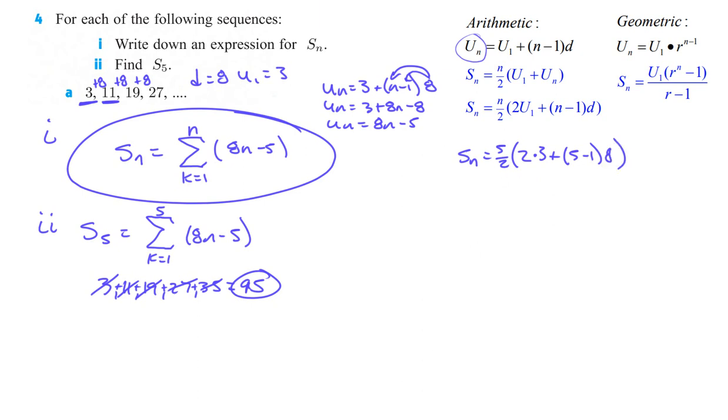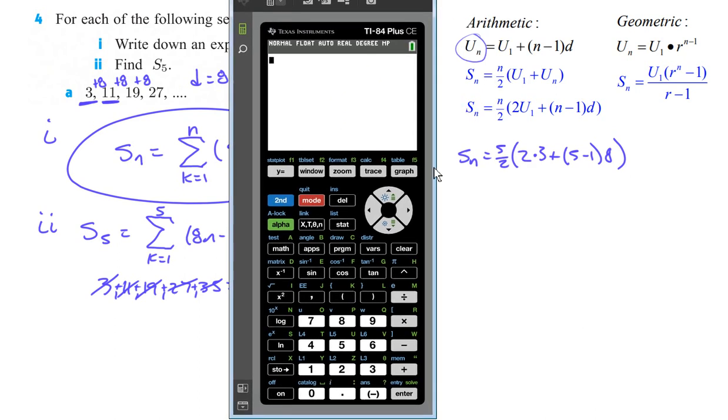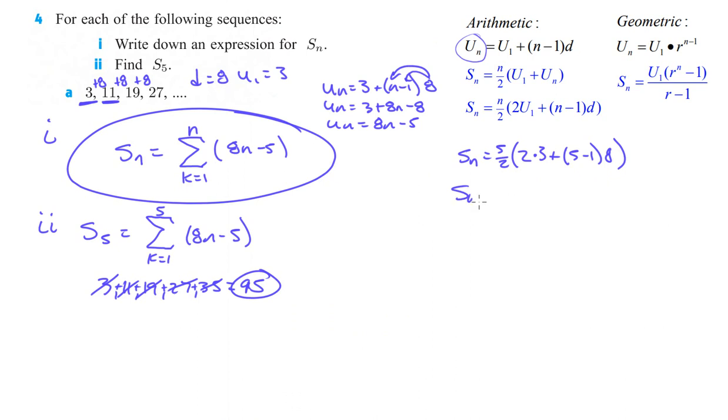Okay, and then all we're going to do now is just figure out what this all equals. So we can do 5 divided by 2, all times, we can just put this in just like it looks, 2 times 3, plus 4 times 8, because I know that 5 minus 1, just saving a little bit of time there. Gives us, hopefully, 95, and look, there it is. S of n equals 95 that way, too. So that's with the formula.